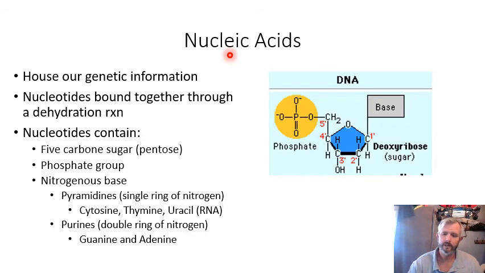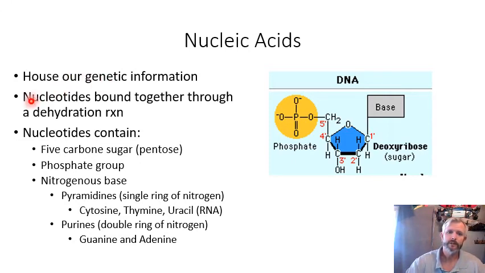Nucleic acids are the last of the four biomolecules we'll be talking about. As we've already stated, they house the genetic information. That genetic information is simply the codes for the proteins: which amino acid, and in which order the amino acids are put, to make all the thousands and thousands of proteins that we can make in our bodies.